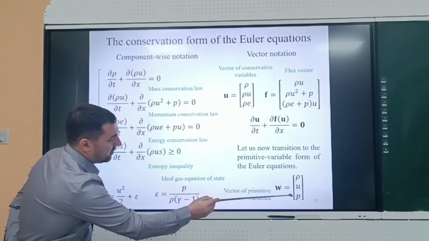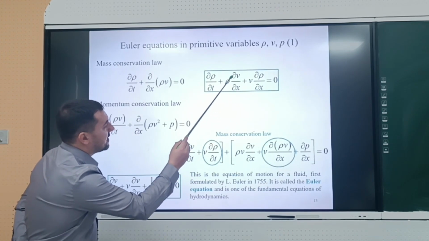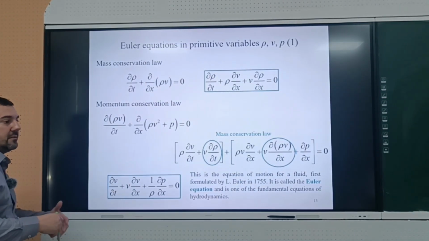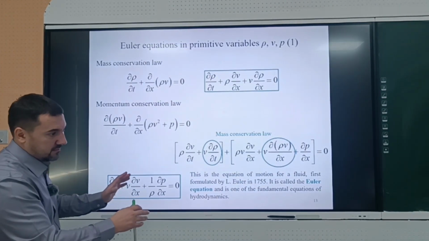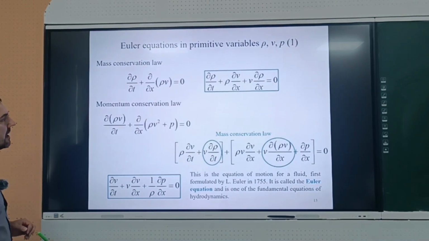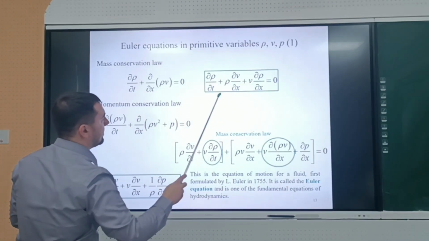So we want to get the time derivative for rho, v, and p, right? So rho, u, and p, and have only derivatives of these variables with respect to x. It will mean that we obtain the form of notation of our Euler equations in primitive variables. So for the mass conservation law, everything is very simple. So this is the first equation.